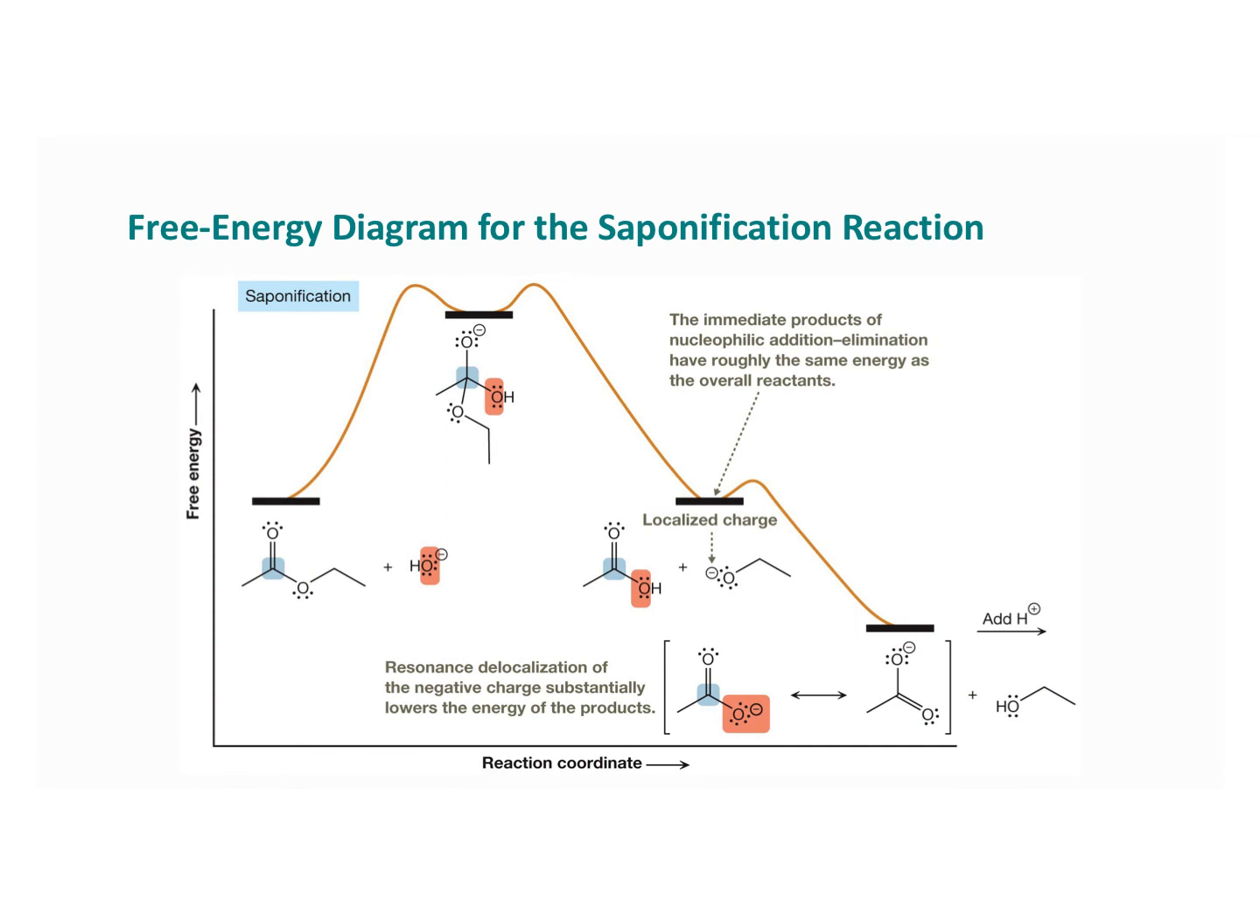Notice that the products of the nucleophilic addition elimination, the carboxylic acid and the alkoxide anion, appear at roughly the same energy as the overall reactants. So these appear at roughly the same energy here. This is consistent with esters and carboxylic acids appearing on the same rung of the stability ladder, and so this is something that we would expect.